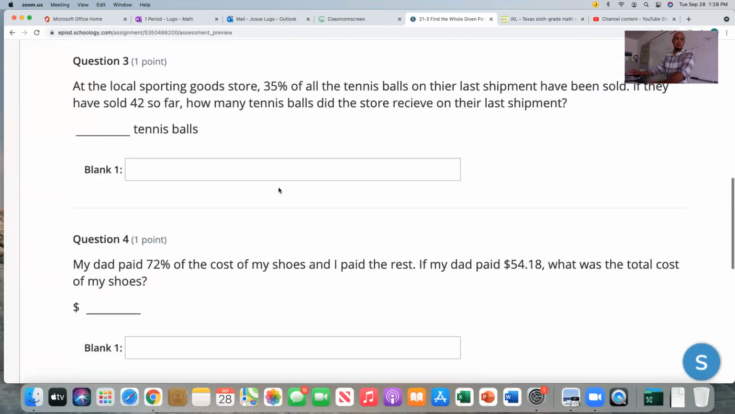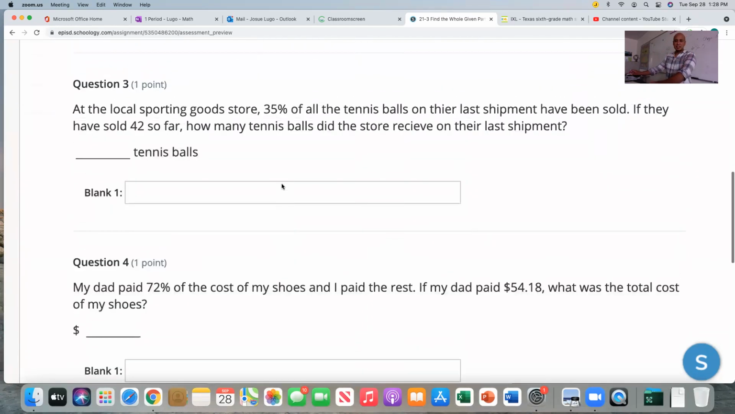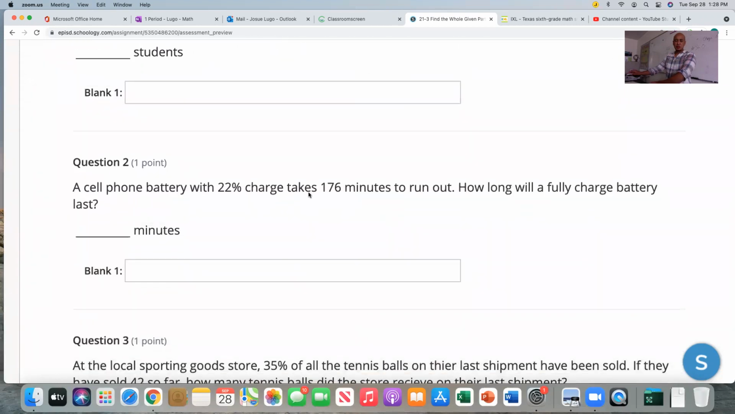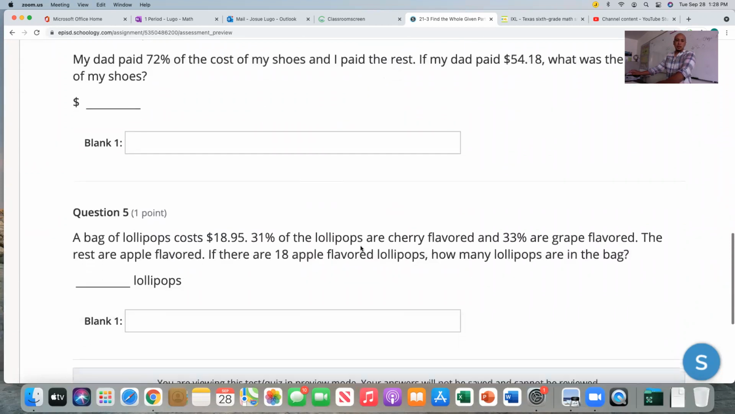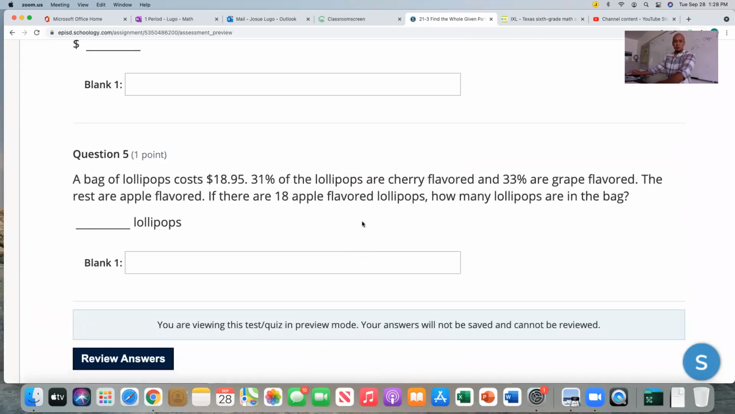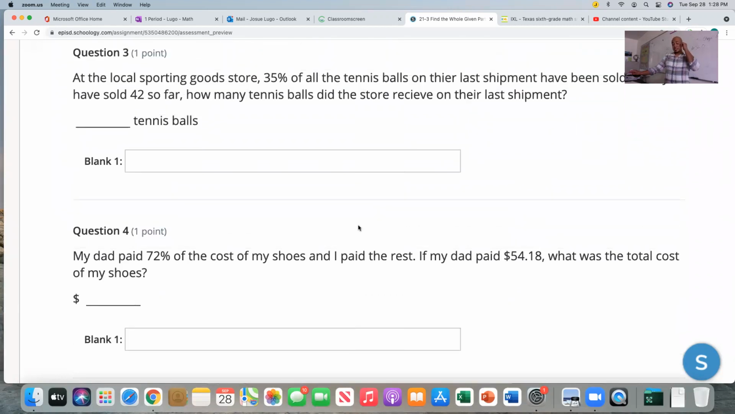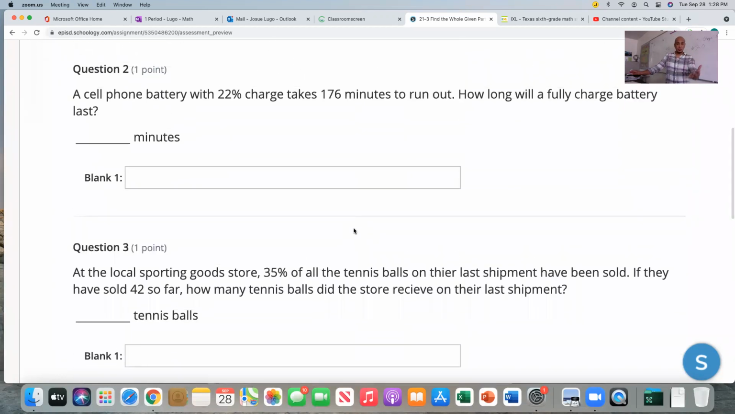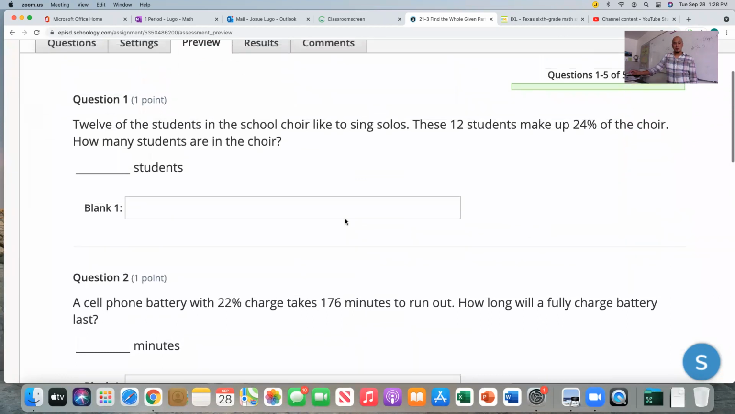Number 2, 3, and 4 are very similar to that. Same thing. Percentage over 100, part, and we're looking for the whole. Number 5 is a little bit harder. I'm going to leave you guys to that. See if you guys can figure it out on your own if you didn't get to do it. But again, for all of these problems, I encourage you to watch this again. See how I did number 1. You just try the rest on your own.